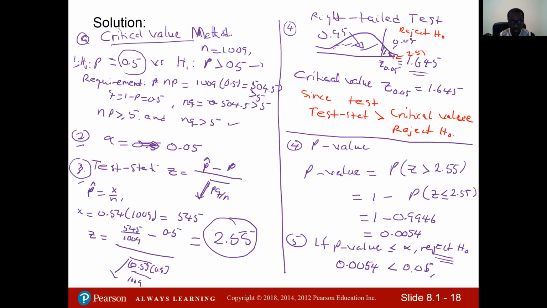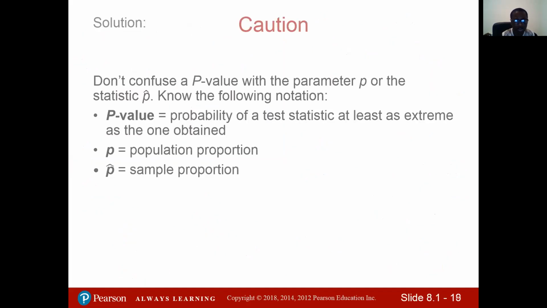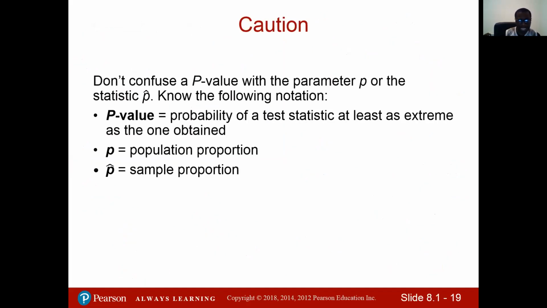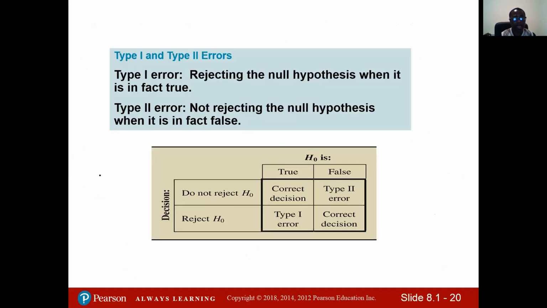I will also consider other tails in sections 8.1 and 8.2. So we're going to be careful. There's a caution here: your p-value is not the same as your population proportion, neither is it the same as your sample proportion. These are totally different values from each other. So remember that.